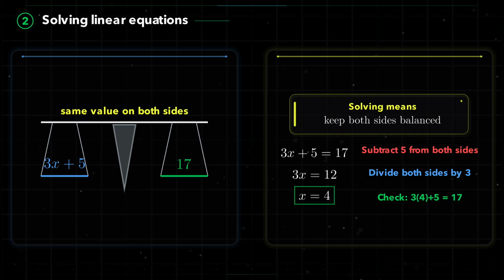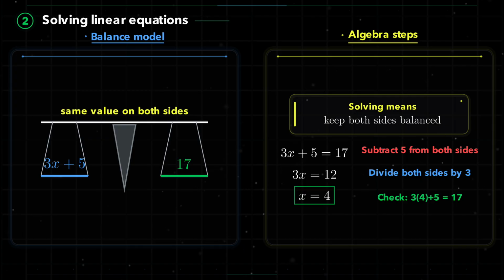Now we check. If x equals 4, then 3 times 4 plus 5 equals 12 plus 5, which equals 17. That matches the original equation. So the solution is x equals 4. The key idea is this. Solving equations means keeping both sides balanced while undoing operations step by step. Whatever you do to one side, you have to do to the other side.